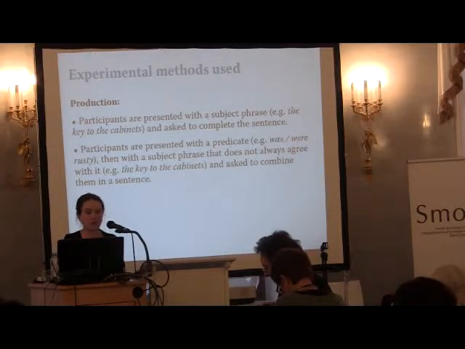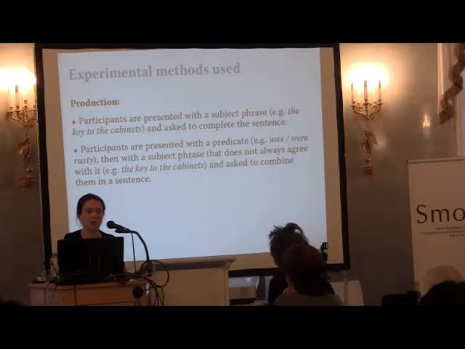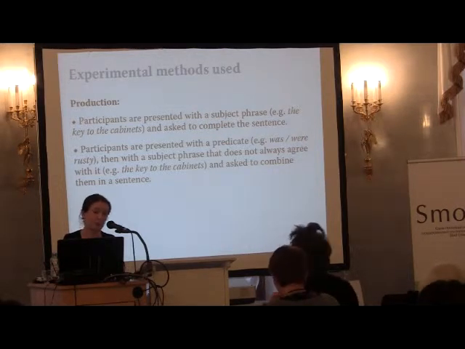In production, the most widespread method is as follows. Participants are presented with a subject phrase, for example, "the key to the cabinets," and are asked to complete the sentence. If we have a subject phrase with no number mismatch, like "the key to the cabinet," agreement mistakes in the predicate are extremely rare. But if we have this particular type of mismatch, when the head of the noun phrase is singular and the dependent noun is plural, there are a lot of agreement mistakes.